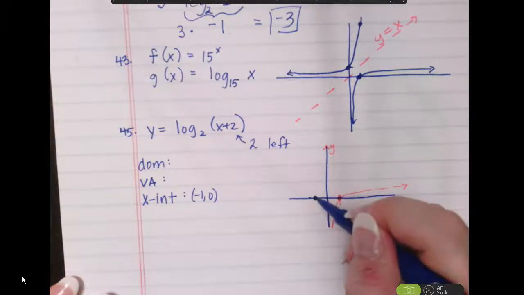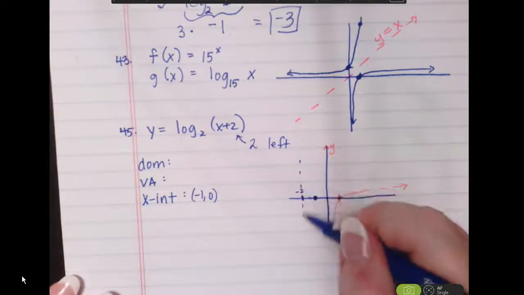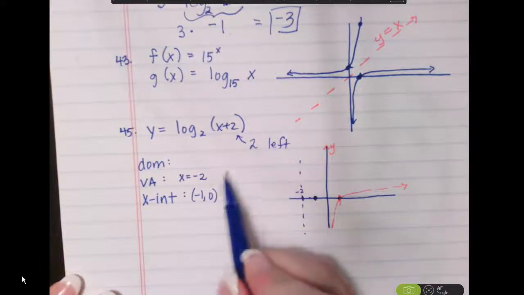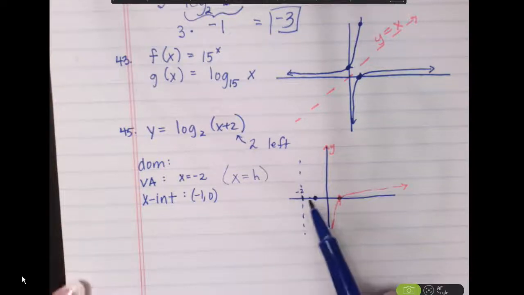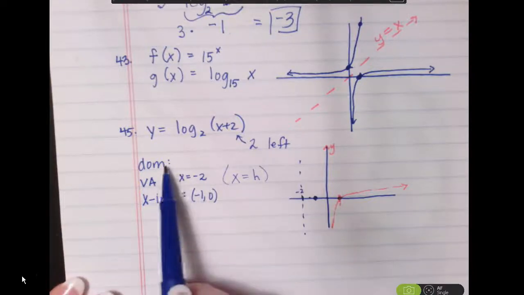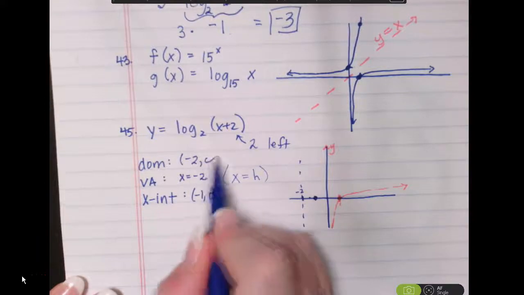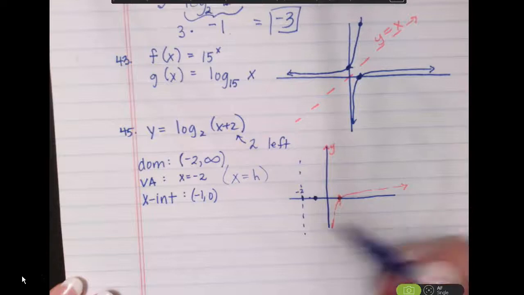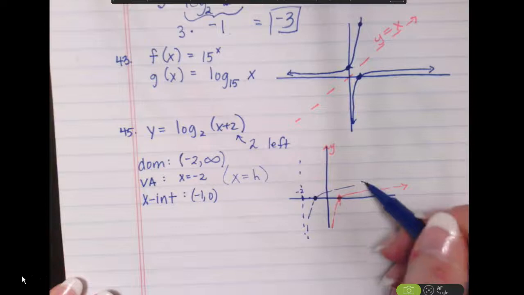So if my x-intercept is at negative 1 and I'm shifting everything 2 to the left, my new vertical asymptote is at x equals negative 2. And so in all of these, x equals h is going to be the vertical asymptote. And then our old domain went from 0 to infinity, and now our new domain is just going to be 2 to the left. And since that's an asymptote, it gets a parenthesis. So our graph is going to look like this.